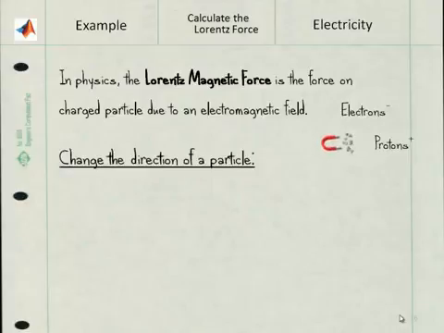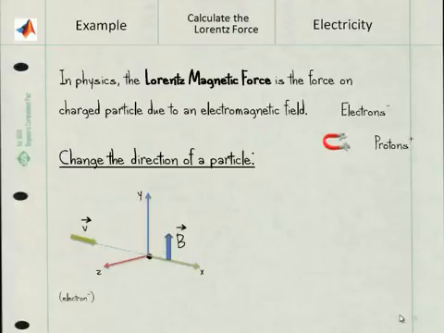Now, one application of this interaction between the two is to change the direction of a particle. Suppose you have an electron that's traveling along the x-axis with a certain velocity. If there is no magnet, nothing happens. But as soon as you have a magnetic field, and that's the B vector right here, the electron tends to shift direction. It's no longer going to follow the x-axis. Why? Because we have a force.